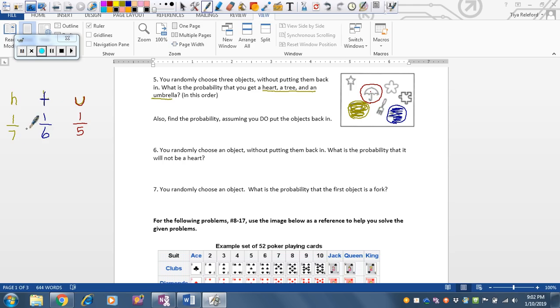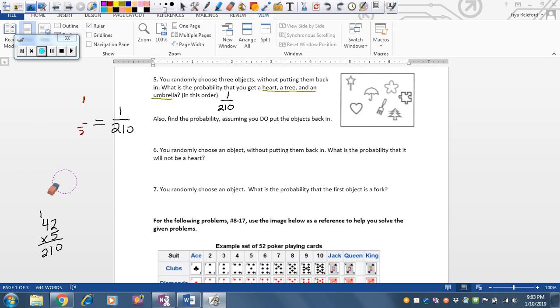So what do we do with probability? We multiply. We never, never add probability. Don't do it. So 1 times 1 times 1. 7 times 6 is 42. 42 times 5. I can't do that stuff in my head. 42 times 5 is 210. So the probability of getting a heart, a tree, and an umbrella is 1 out of 210. Probably not going to happen.